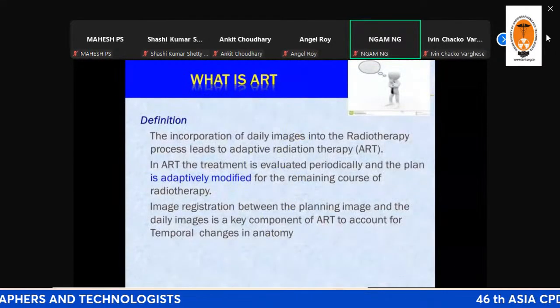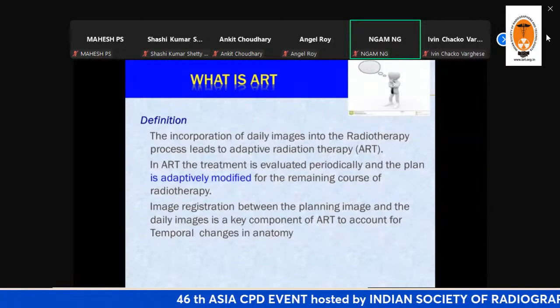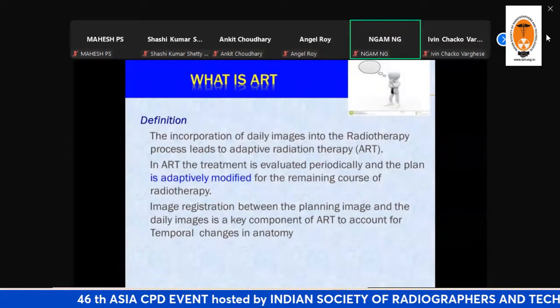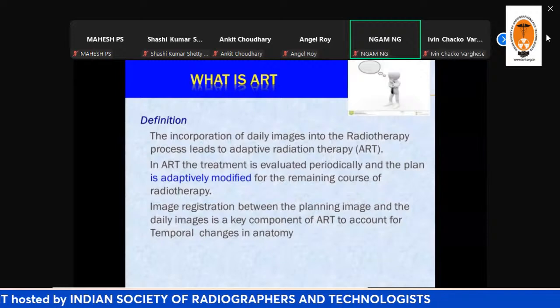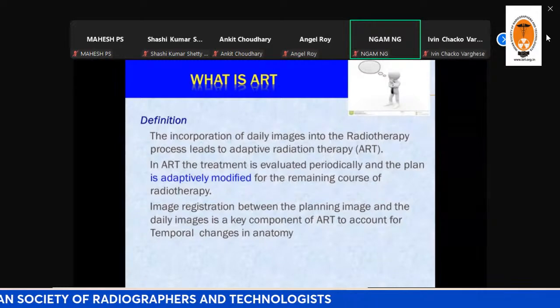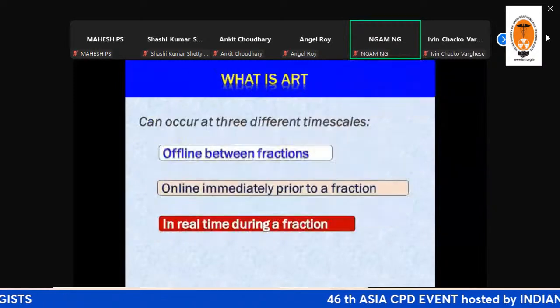So now, what is ART? ART is basically the incorporation of the daily image into the radiotherapy process. That is adaptive radiotherapy. In ART, the treatment is evaluated periodically, and the plan is adaptively modified for the remaining course of the radiotherapy. Image registration between the planning image and the daily image is a key component of ART to account for temporal changes in anatomy.